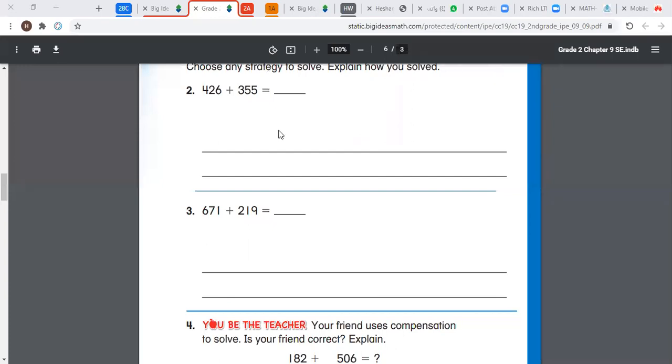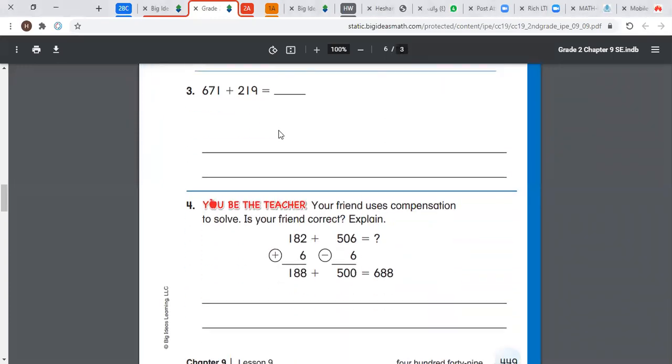Now let's answer question number 4. In question number 4, your friend uses compensation to solve. Is your friend correct? Explain. Here 182 plus 506. He tried to make one of these numbers a 100 number, so he subtracts 6 from 506. 506 becomes 500, and here he adds 6. 182 plus 6 equals 188. That's right. So here 188 plus 500 equals 688. So let's answer the question. Is your friend correct? Yes, he is correct. Let's write here yes.